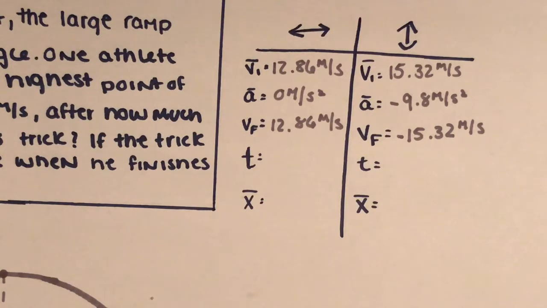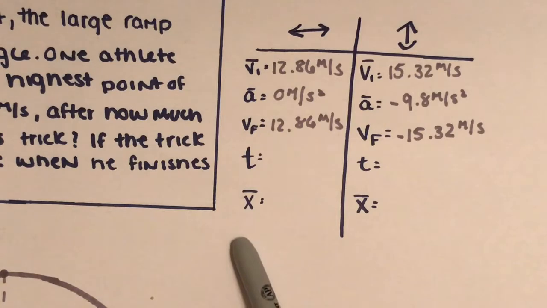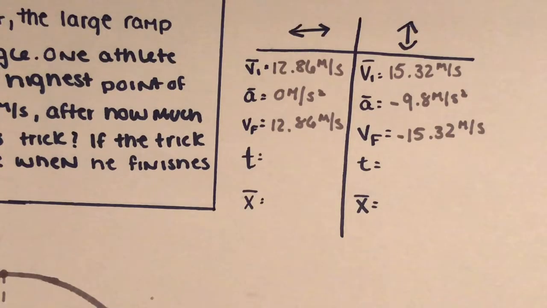So the only values that we don't have in our chart are our time and our displacement. And as of right now, the only information that would be helpful for us to solve the problem is to find our time. And in order to find our time, we must use the vertical values, because if we were to use the horizontal values with the equation that we're given, we would only end up with 0.